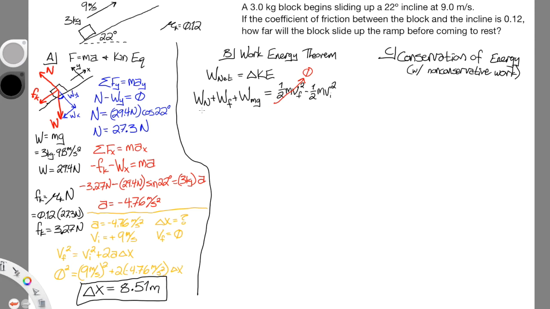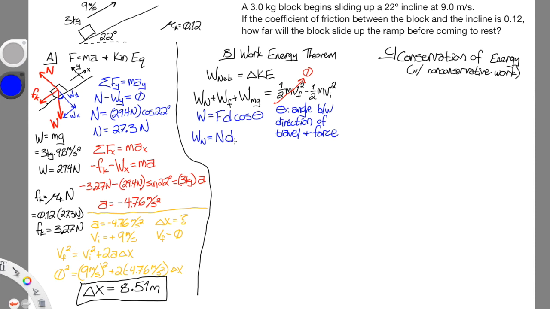The formula in general that we're going to be using for these is that the work is the force times the distance traveled times the cosine of theta, where theta is the angle between the direction of travel and the force. So let's go through these forces one at a time. The normal force would be force times distance times cosine theta. The force is the normal force. The distance we don't know, that's what we're trying to find.